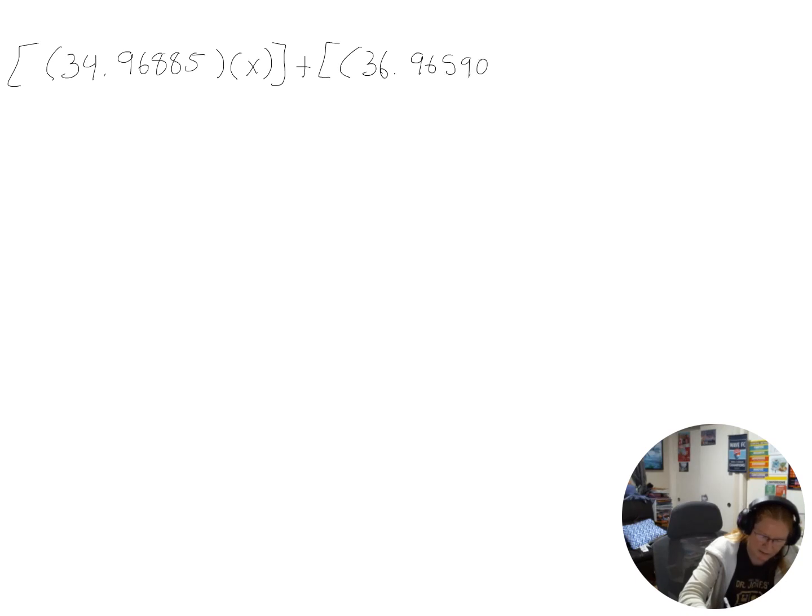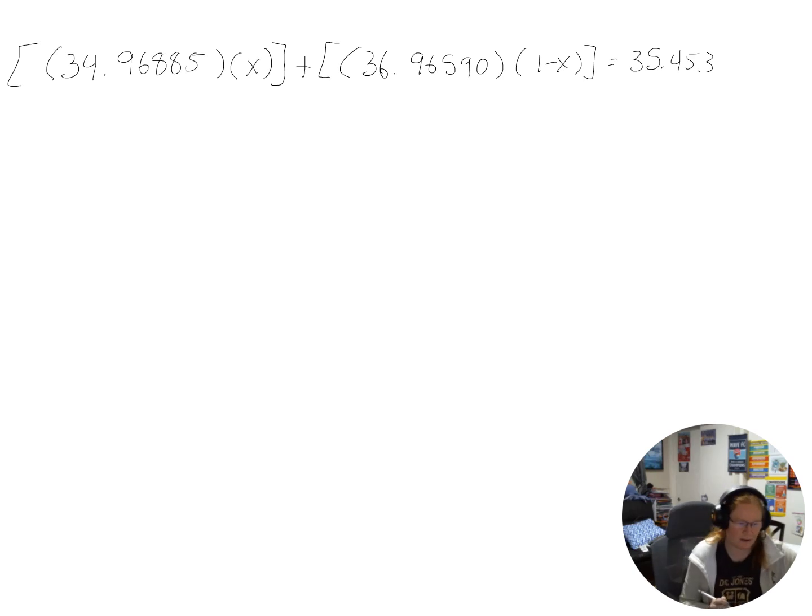So my chlorine 35 has a mass of 34.96885, and it is there at X%. My chlorine 37 has a mass of 36.96590, and we assigned it a percentage of 1 minus X. And they all equal 35.453. Okay, so once again, algebra, a system of two equations. We can solve for X and then plug X in and figure out both of them.